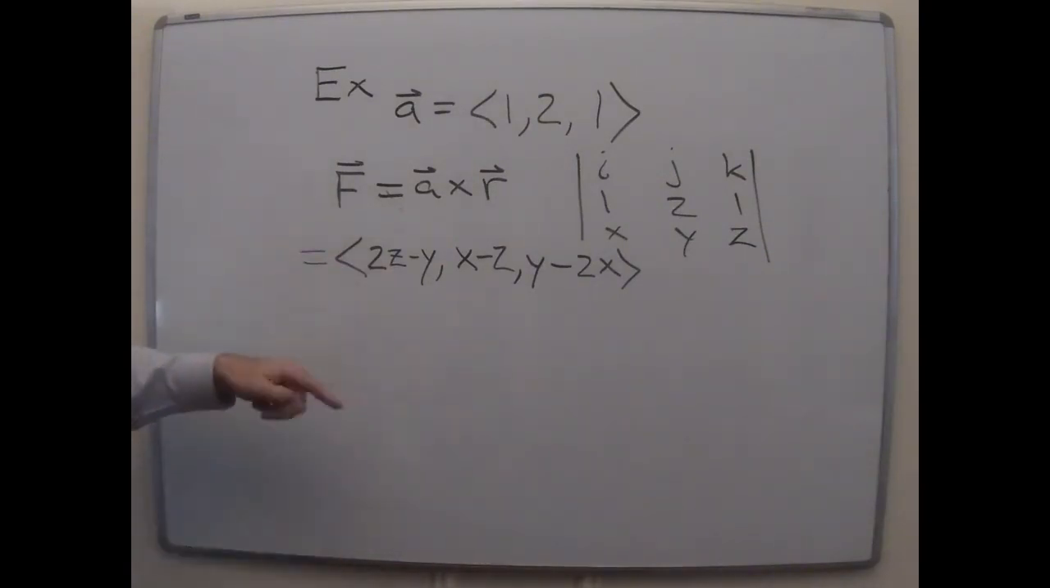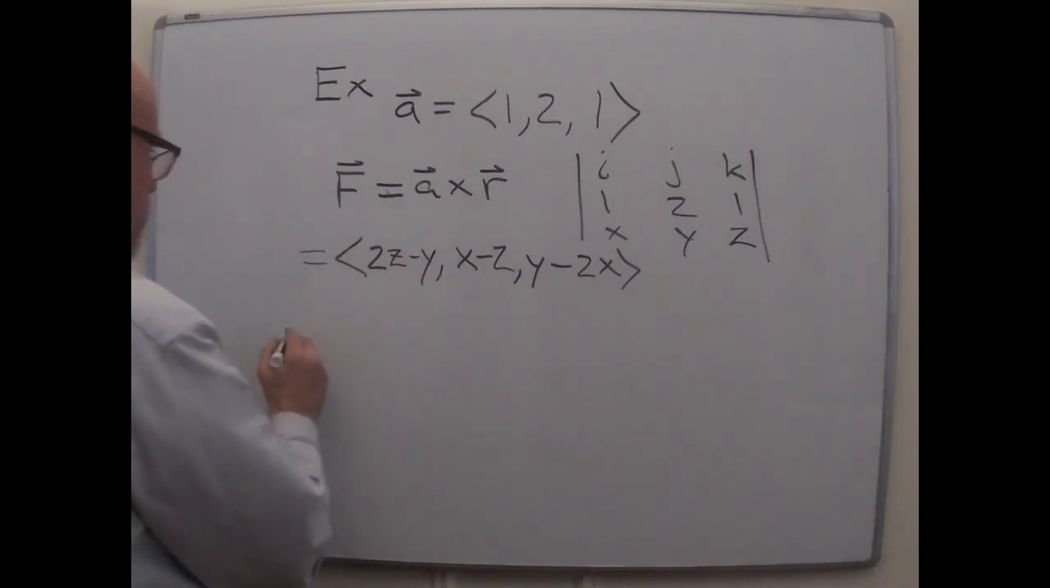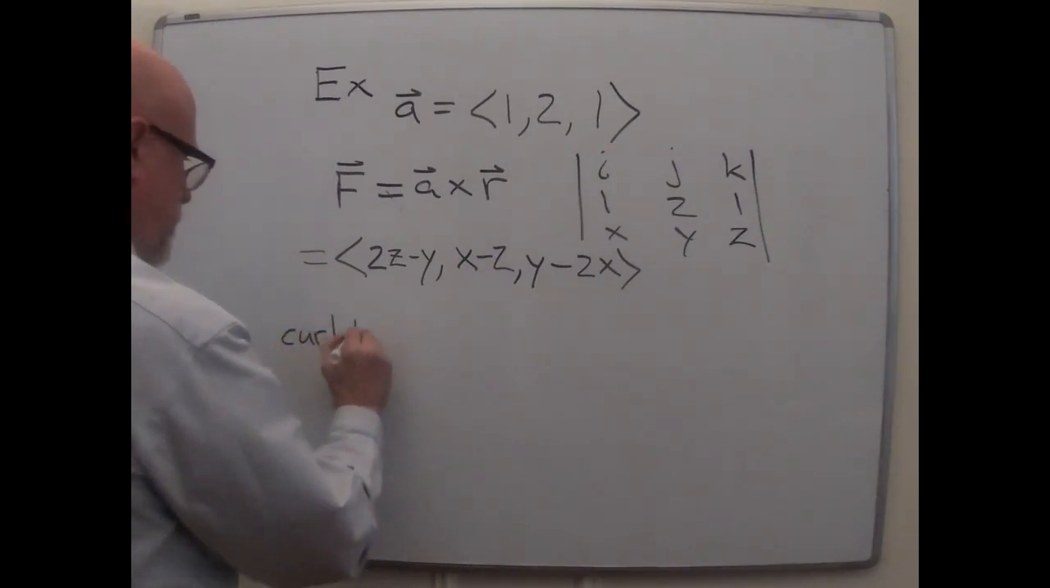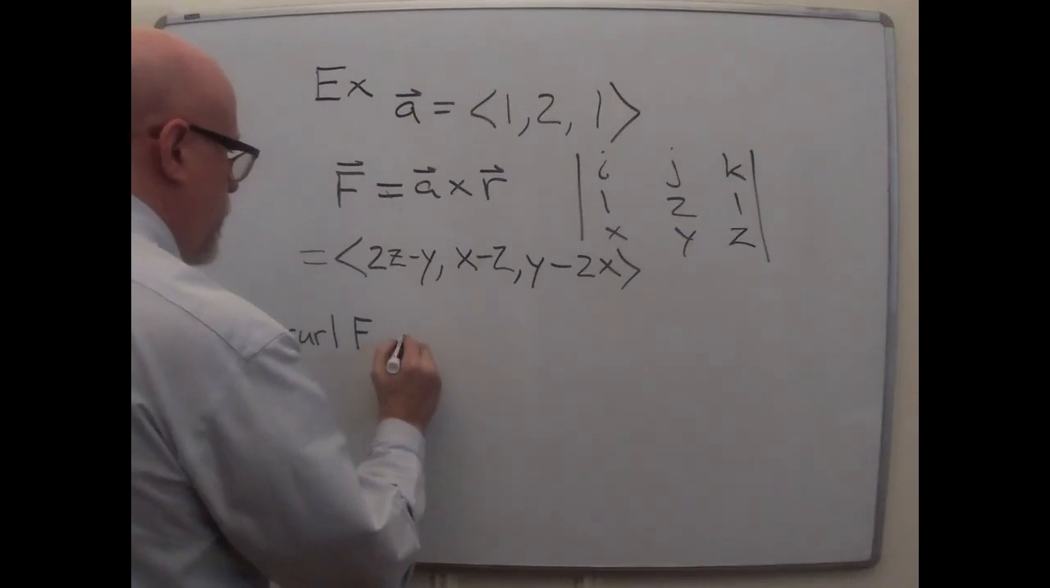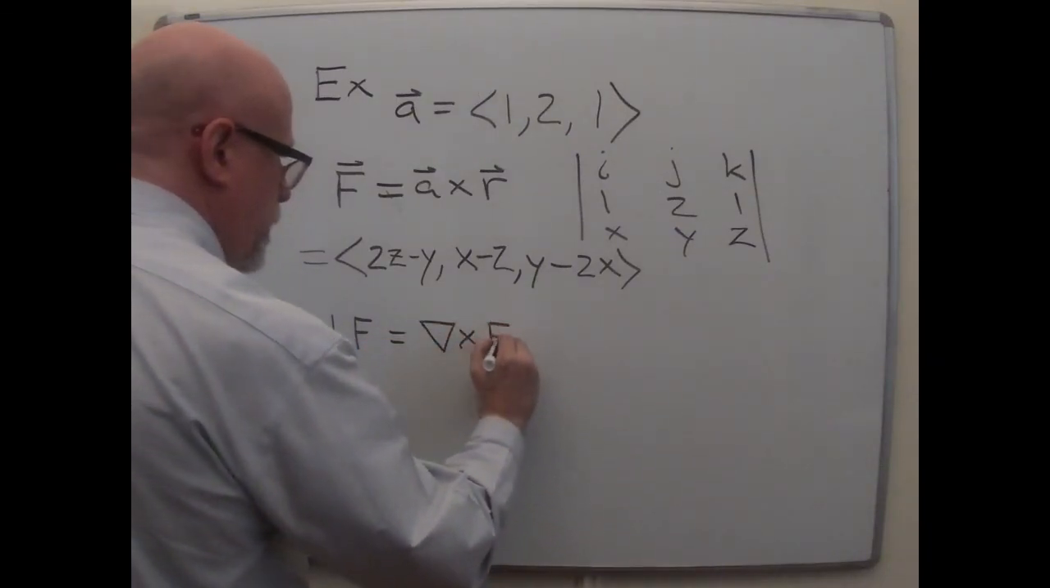Now suppose you didn't know where they came from, right? They hadn't told you A up front. You have this vector field, and somebody says it's a rotational field. You try to compute what its curl is, which means you do the del operator crossed with the field.